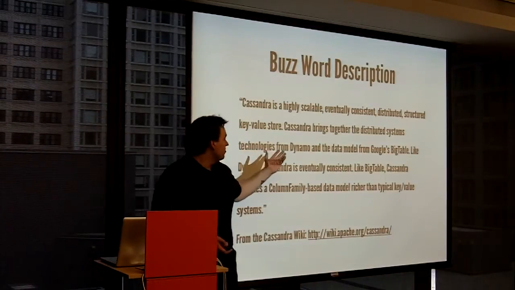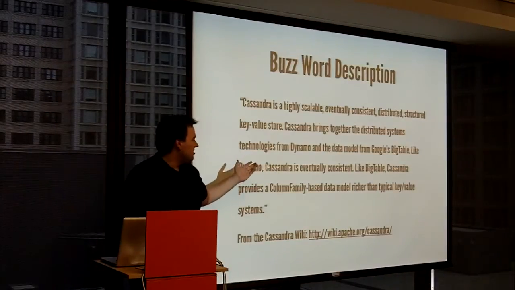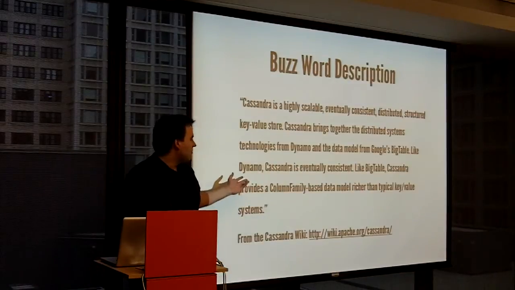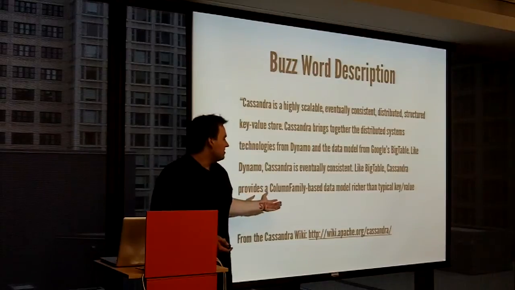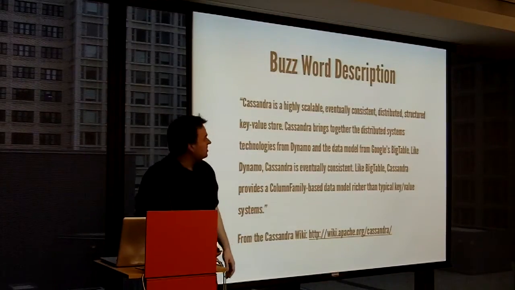Cassandra is a simple, eventually consistent, distributed, structured key value store. It brings together the distributed systems technologies from Dynamo and the data model from Bigtable. Like Dynamo, it's eventually consistent, and like Bigtable, it provides a column family-based data model richer than a typical key value system. So we'll get to that in a second.